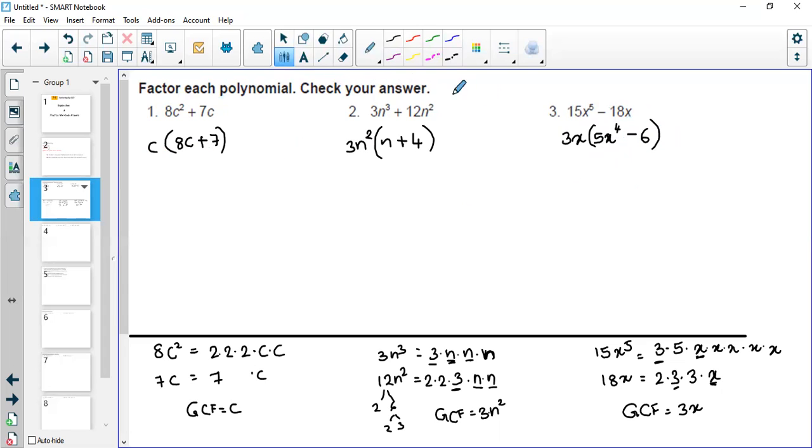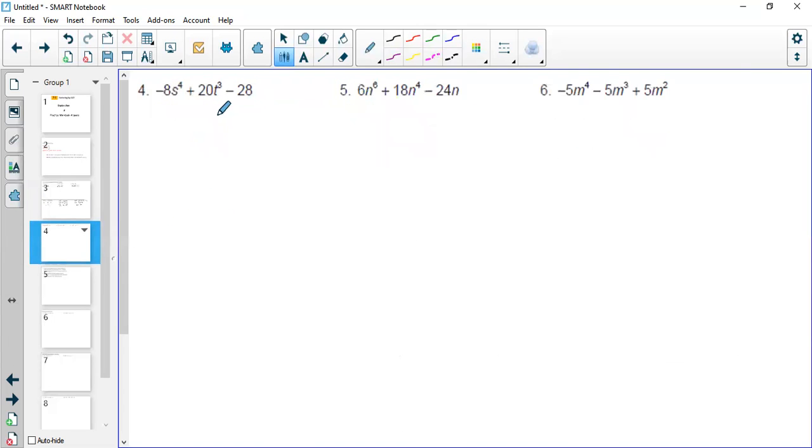So this is how easy it is to factor the binomials. These are binomials because they have 2 terms each, right? So let's move on to trinomials. Now when you're factoring trinomials, definitely again you're going to be using GCF, right? So first let's find the GCF.